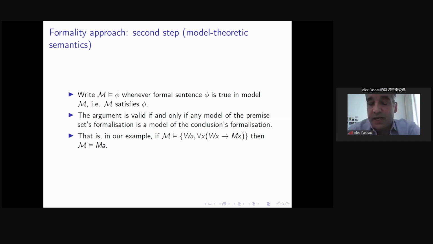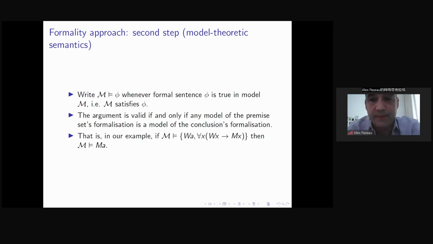And then the argument is valid if and only if any model of the premise set formalization is a model of the conclusion's formalization. So in our example, if M satisfies Wa and for all x, Wx arrow Mx, then it's got to satisfy the conclusion as well, Ma. That's what it is for the argument to be valid.